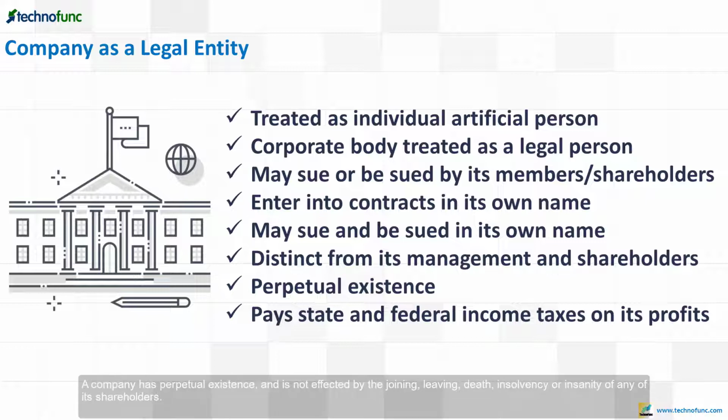A company has perpetual existence and is not affected by the joining, leaving, death, insolvency or insanity of any of its shareholders. Because a corporation is a separate legal entity, it must pay state and federal income taxes on its profits. Dividends that stockholders receive are then taxed again in the hands of shareholders. A corporation is the most preferred form of business structure because, apart from being a separate legal entity, it also provides protection to its owners, directors, and officers from personal liabilities.